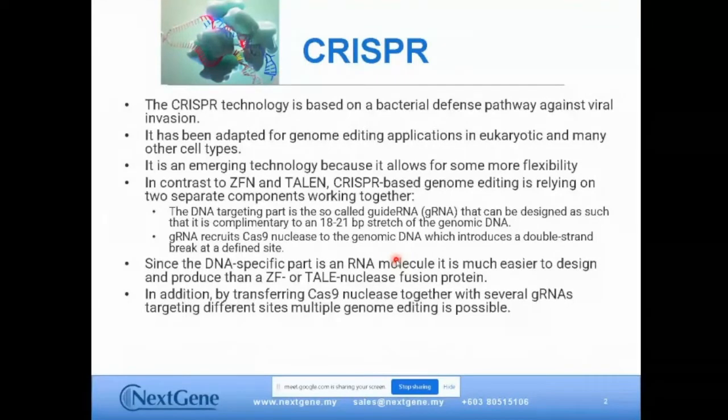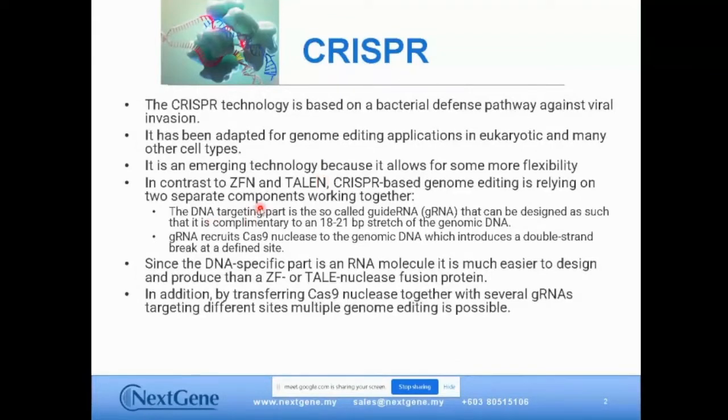Because of the advantages mentioned earlier, because of the ease of use, CRISPR has become the obvious choice for genome editing. The CRISPR technology is based on a bacterial defense pathway against viral invasion. It has been adapted for genome editing applications in eukaryotic and many other cell types. It's an emerging technology because it allows for more flexibility. In contrast to ZFN and TALEN, CRISPR-based genome editing relies on two separate components working together.